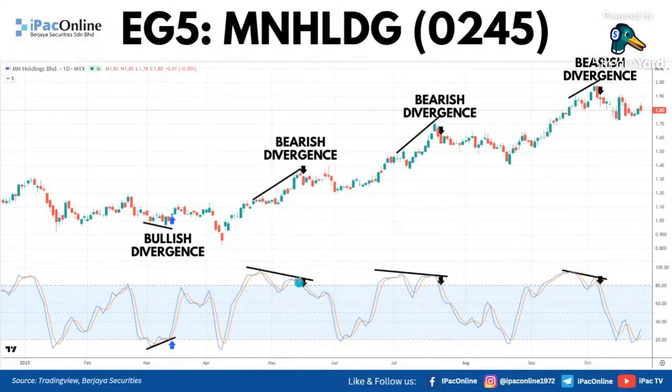Okay, you can see bearish divergence, but the share price continues to trend higher. Okay, yeah. So when the stock is trading on a very strong uptrend or a very strong downtrend, this is the scenario that you will face.